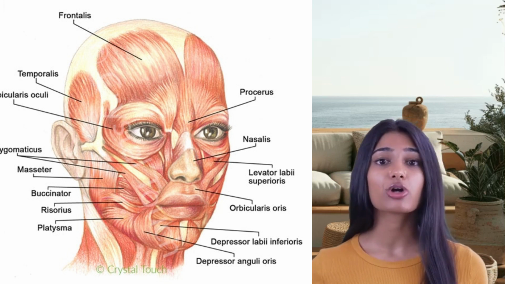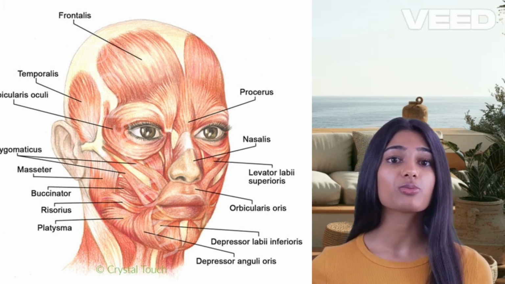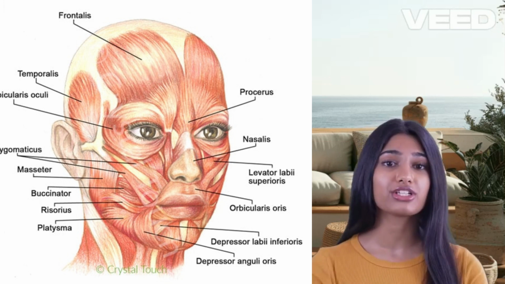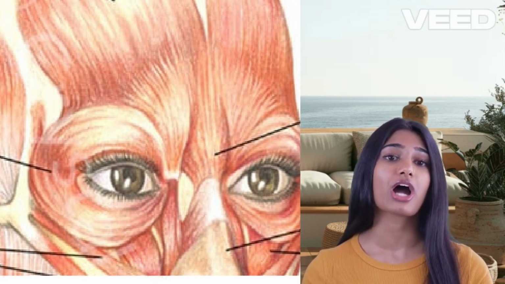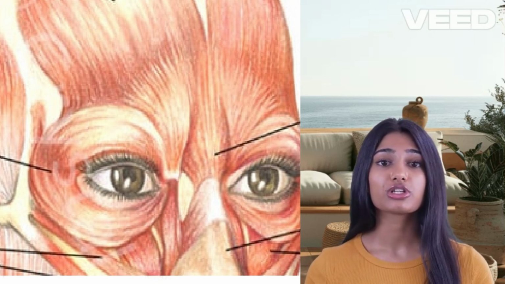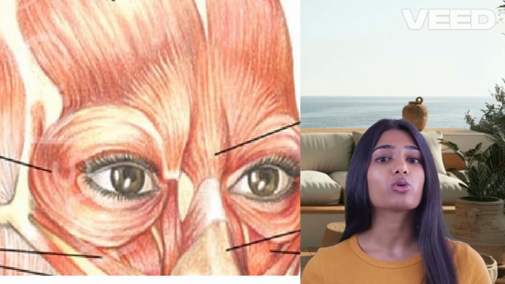Muscles of eyelids are orbicularis oculi, corrugator supercilii, occipitofrontalis, and levator palpebrae superioris. The orbicularis oculi has three parts: the orbital part, the palpebral part, and the lacrimal part.